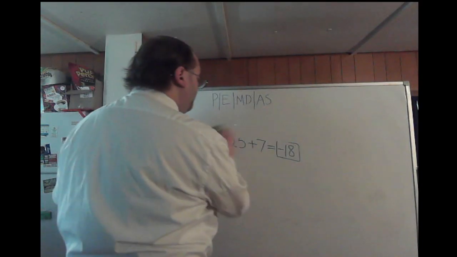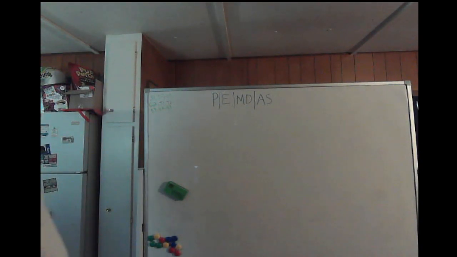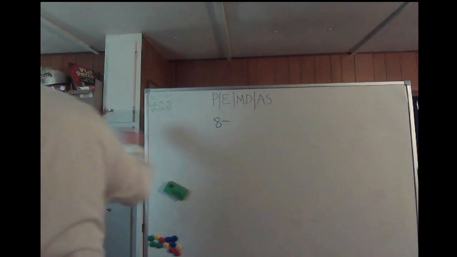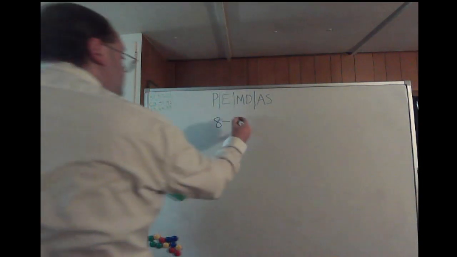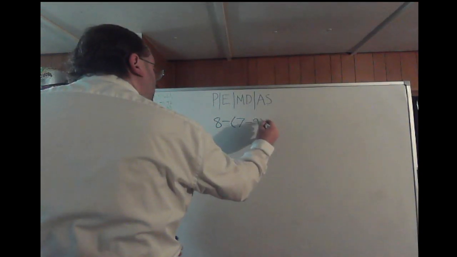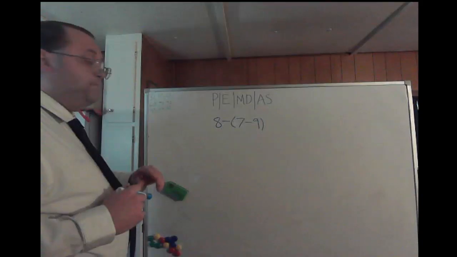I still have 3 more problems. What is the next one? Oh, the next couple are similar, but yet they're very different. You have 8 minus, in parentheses, 7 minus 9.